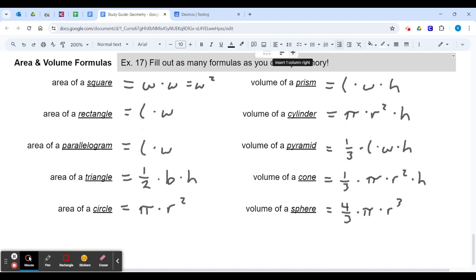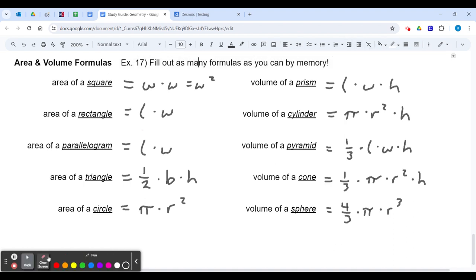So I filled out all of these. A couple things to maybe notate on your notes. Anytime you see this L here, that is length, okay? Make sure you know that that is not a 1. Another thing to notate, if you look at all of our area formulas, all of them take 2 dimensions and multiply them together. W squared, L times W, base times height, R squared.